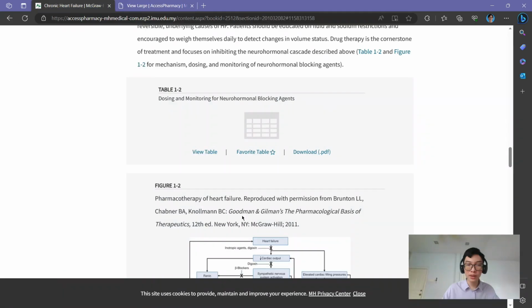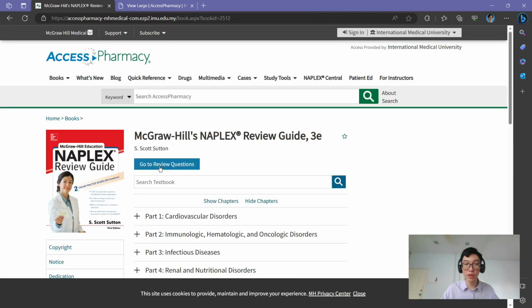The other part I like about this book is, let's go back to the main page. You can see there are chapters, figures, and tables. You can download it as a PDF. The part I really like about this book is the review questions. When you go to the main page of this book, there's a button that says go to review questions. You can go to the review questions and you can even customize them.